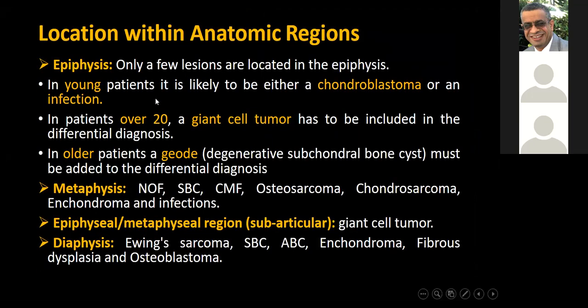Location within the anatomic region of the long bones, either in the epiphysis, there are only a few lesions located in the epiphysis, so we have to focus on the lesions located in the epiphysis because they are few. In young patients, we have two differential diagnoses, either chondroblastoma or infection. Over the age of 20, we can add giant cell tumor. In older patients, a geode, which is a degenerative subchondral bone cyst, should be included in the differential diagnosis. And subarticular location is pathognomonic for giant cell tumor.